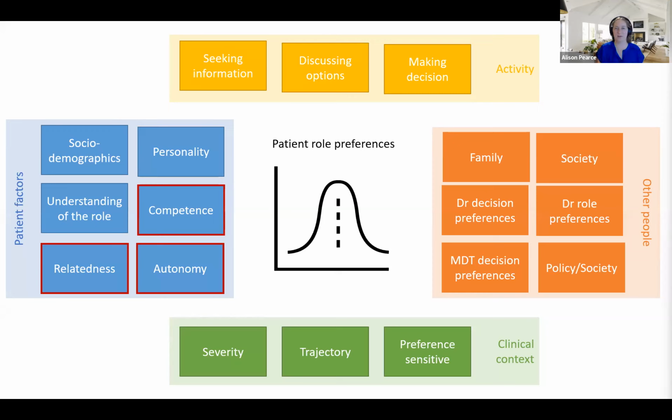So I've shown that here on the bell curve, and that these preferences are really influenced by a range of different factors. So we've got things like patient characteristics on the left, the decision-making activity in yellow at the top, other people, and the clinical context. And I think each of these have really been touched on by both Janine and Semra, but I'll briefly describe each of the elements that I was thinking of when I talked about these.